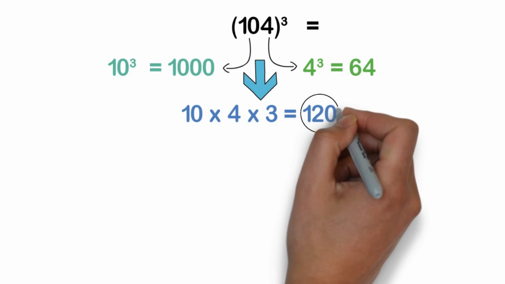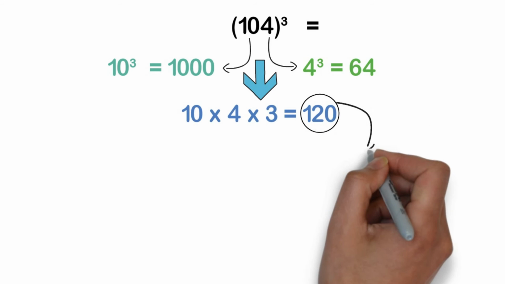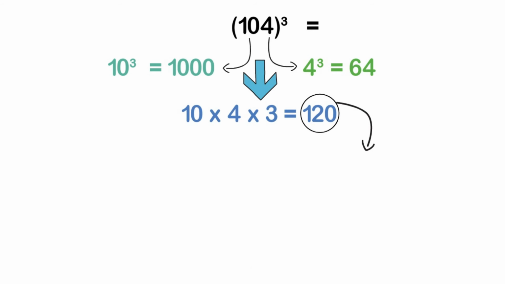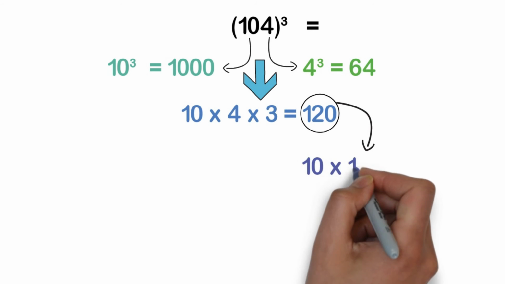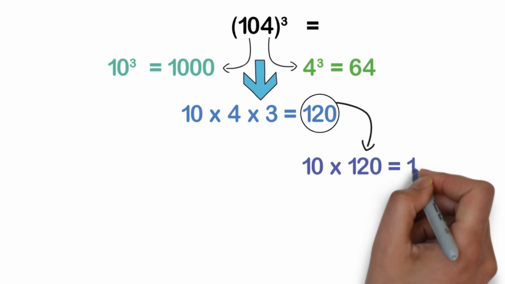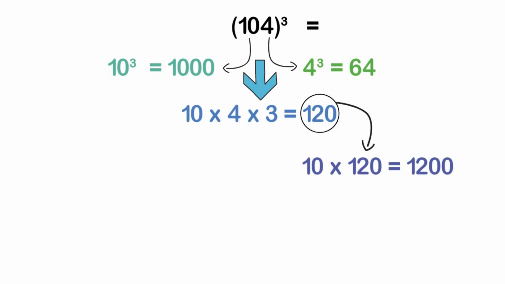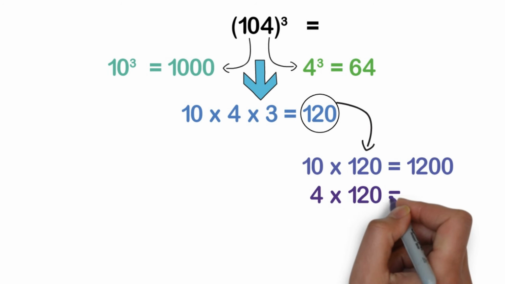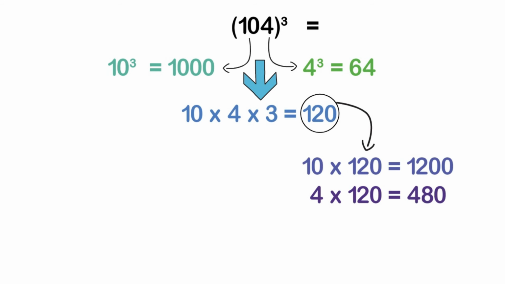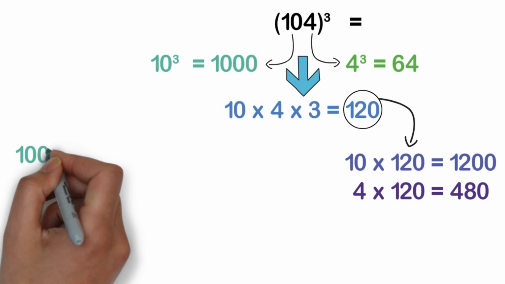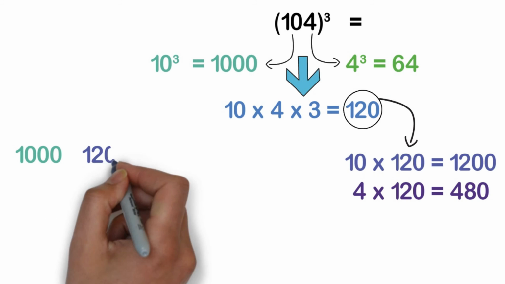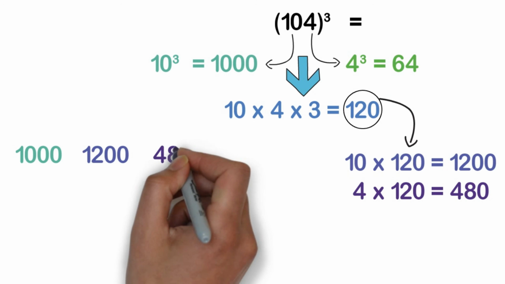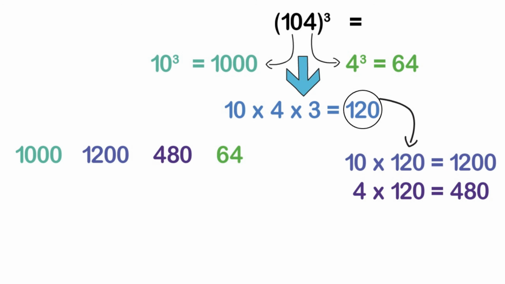Then we use the 120 to multiply the original number, which is 104, like this. We start from the left where we have 10. So 10 multiplied by 120 will give us 1,200. Then we go to the right, we multiply the 120. So we have 4 multiplied by 120, which would give us 480. Therefore, we have 1,000, 1,200, 480, and 64.